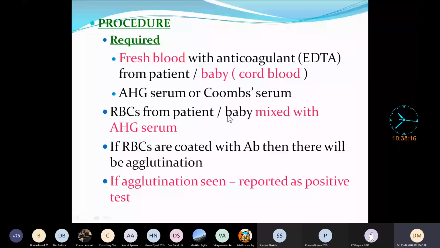So if the RBCs are coated with the antibodies, then this anti-human globulin will make the coated cells clump together and show agglutination. So if agglutination is seen, then it is reported as direct Coombs test positive. This slide is clear? Did you understand this slide?